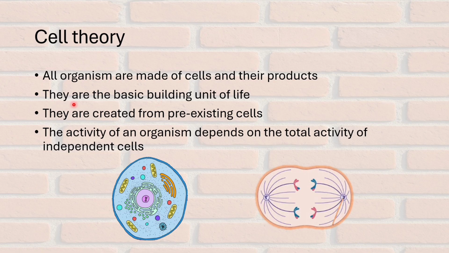And the cell is the basic building unit of life. Cells combine to make a tissue, and then tissues combine to make an organ, then organs combine to make an organ system, and then a human. So the cell is the basic building unit of life, just like a brick is the basic building unit for a whole building. So number three is that they are created from pre-existing cells.